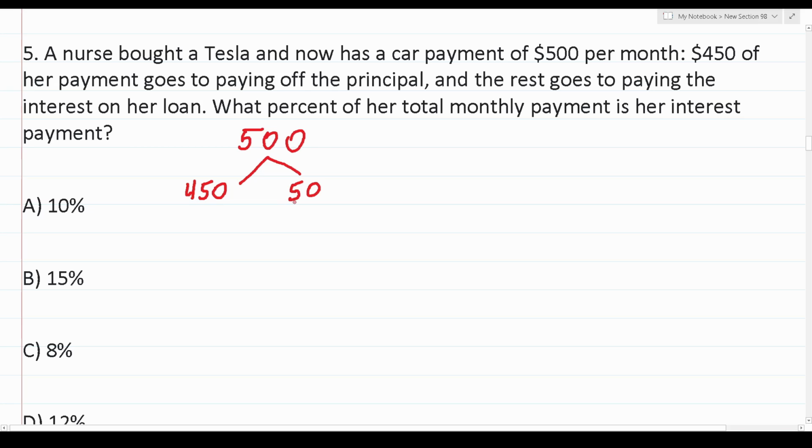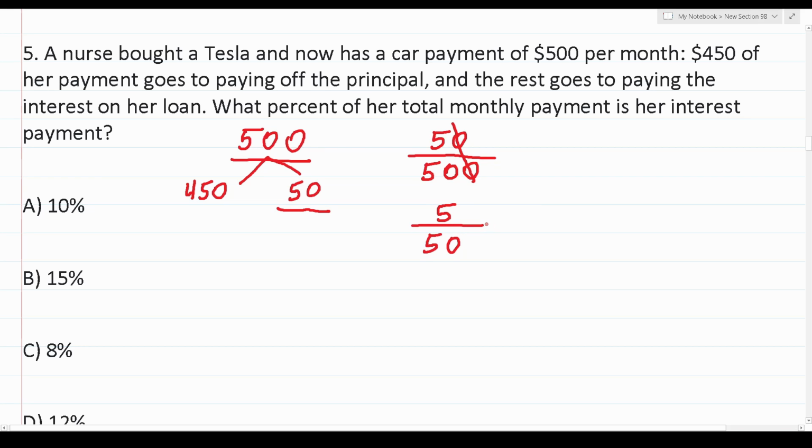And we want to know what percent her interest payment, or $50, is of her total payment, $500. So that becomes 50 over 500. As we've seen in this video already, we can reduce this by crossing out a pair of corresponding zeros, such that this becomes 5 over 50.